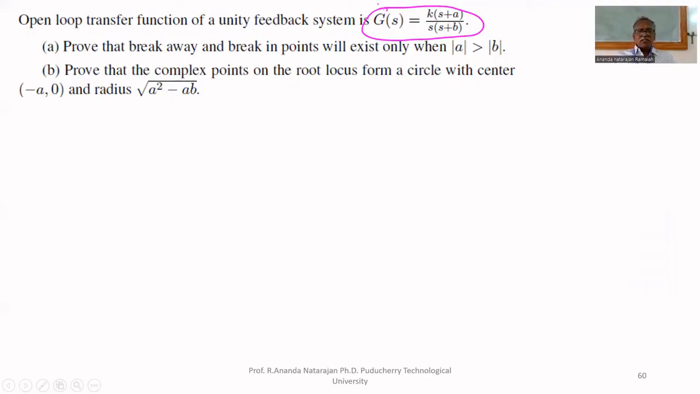Prove that the complex points on the root locus form a circle with center minus A, 0 and radius square root of A square minus AB.